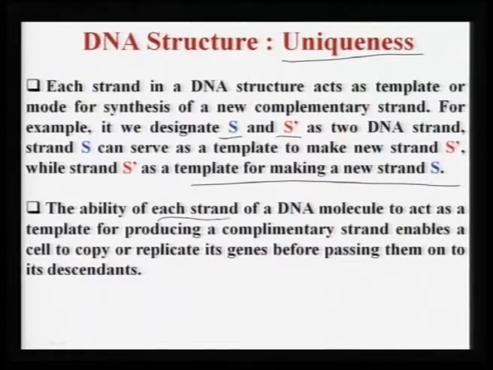So, that is what has been mentioned here: the ability of each strand, that is either S or S prime, of a DNA molecule to act as a template enables the production of a complementary strand, and enables a cell to copy or replicate its genes. So, gene replication or copying is possible simply because S can produce S prime and S prime can produce S, and secondly because between A and T and G and C there are weak hydrogen bonds which can be broken if it is desired.